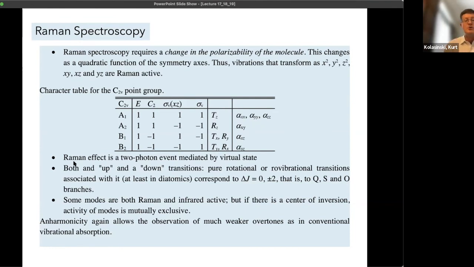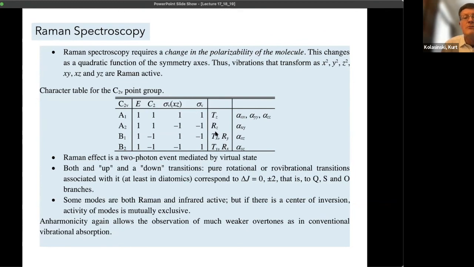The Raman effect is a 2-photon event mediated by a virtual state, a state that is generated by the action of the electric field of the photon field on the molecule. Both the up and the down transitions are part of the 2-photon transition, and that's what leads to delta J equals plus or minus 2 being allowed. That is, you see O and S branches, or if you get plus on one and minus on the other, you actually get the delta J equals 0 transition. So you can see a Q branch in Raman spectroscopy as well.